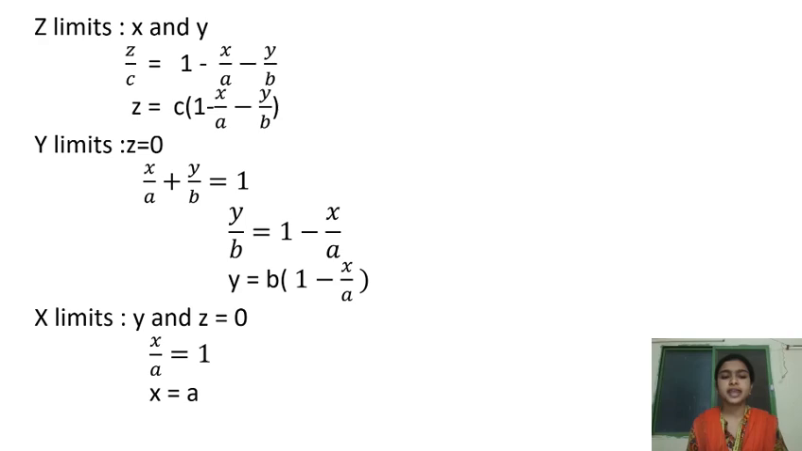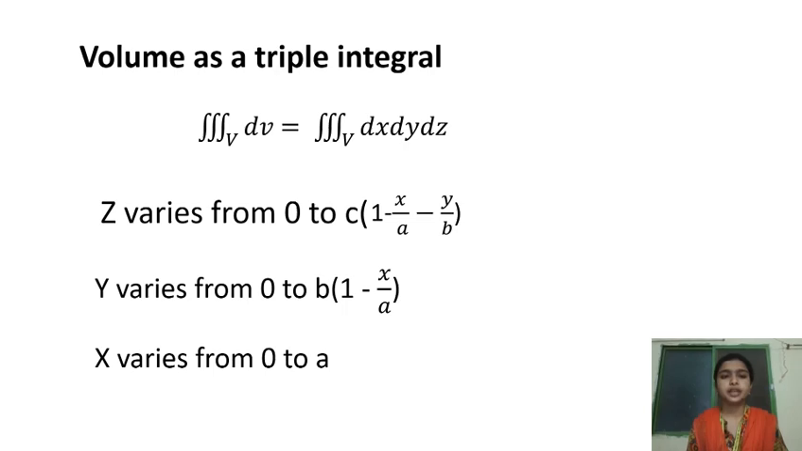Now x limits, with y and z equal to 0. Substituting y and z equals 0 in equation 1, it becomes x by a equals 1, that is x equals a. Volume as a triple integral: the triple integral of dv equals the triple integral of dx dy dz. Z varies from 0 to c into 1 minus x by a minus y by b. Y varies from 0 to b into 1 minus x by a. X varies from 0 to a.